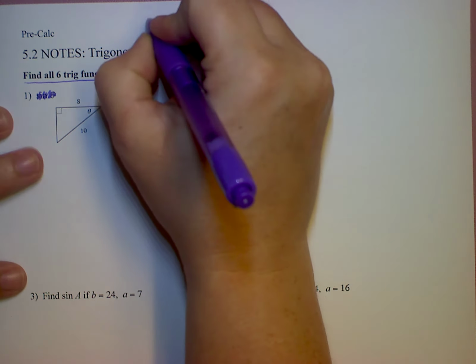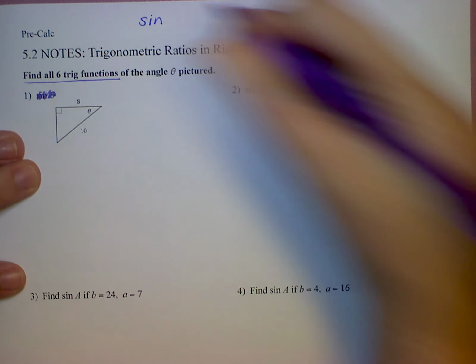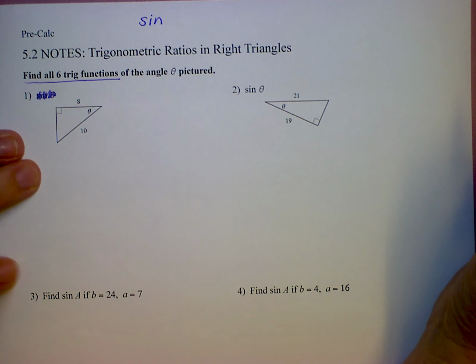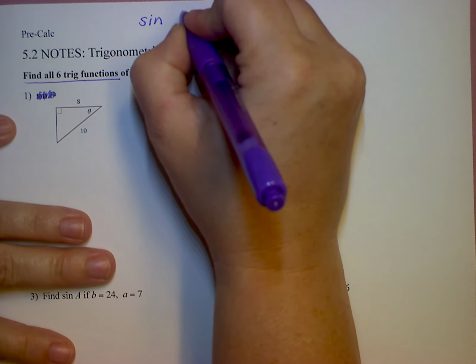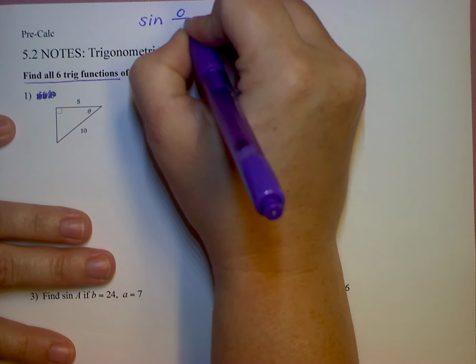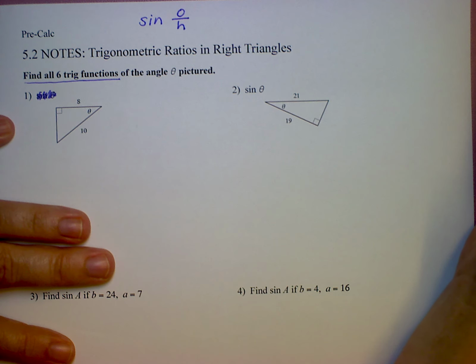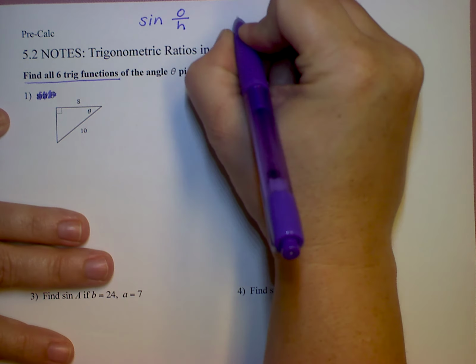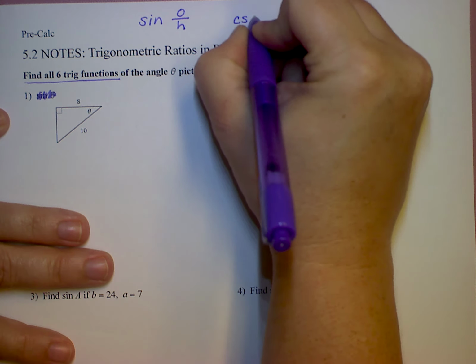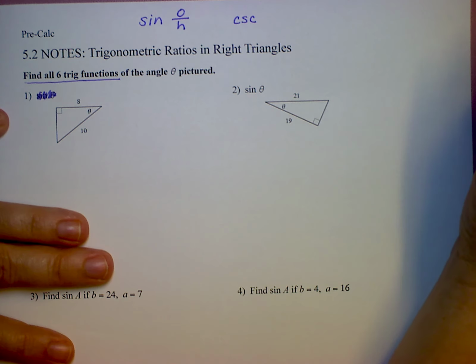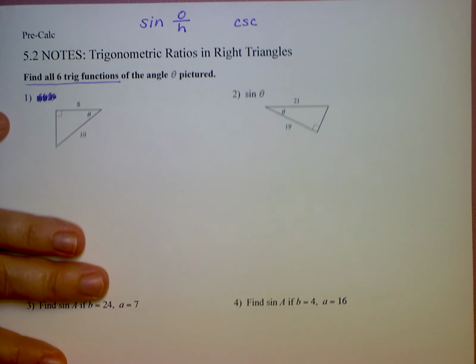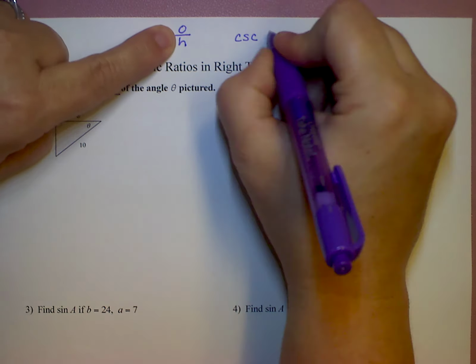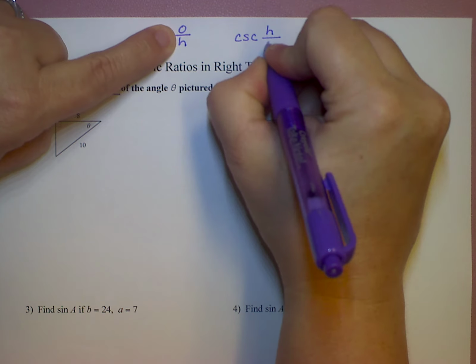Okay, so let's refresh our memory. We have sine, and instead of doing y and 1 over y like we did with the unit circle, we need to think of sine as opposite over hypotenuse, right? When we're in a triangle, that's what we're going to think of. What is the reciprocal of sine? A lot of people got this wrong on the warm-up. Cosecant. So if cosecant is the reciprocal, it's going to be hypotenuse over opposite.